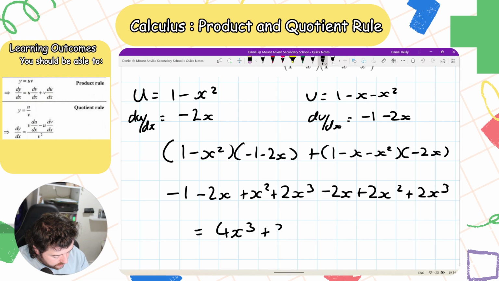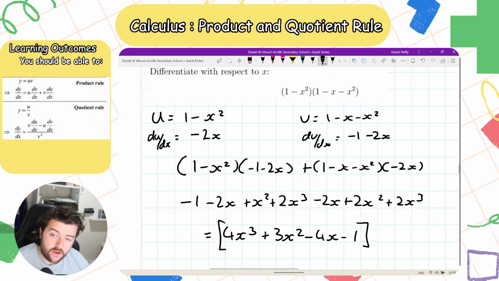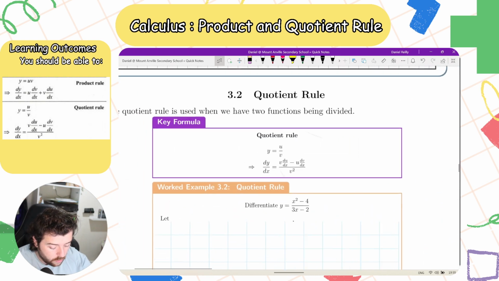4x cubed plus 3x squared minus 4x minus 1. There is my first derivative of that function there. Stunning. So let's move on now to the quotient rule.